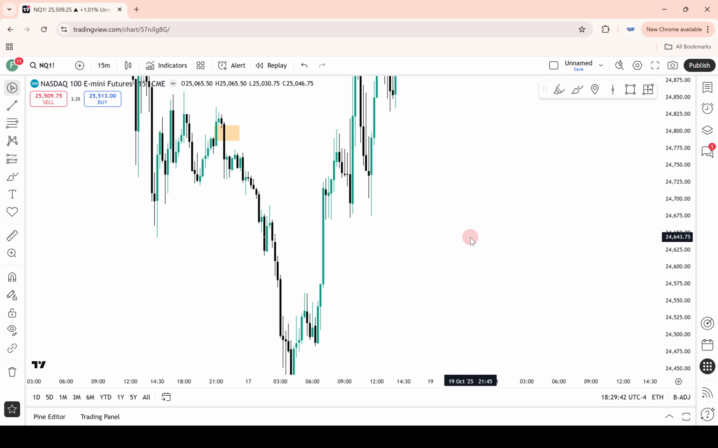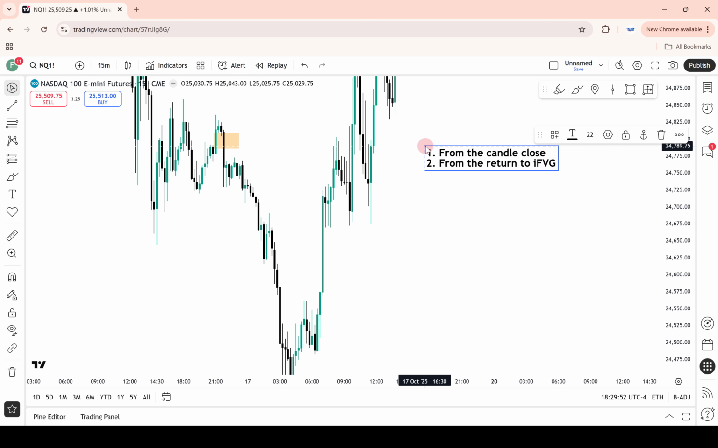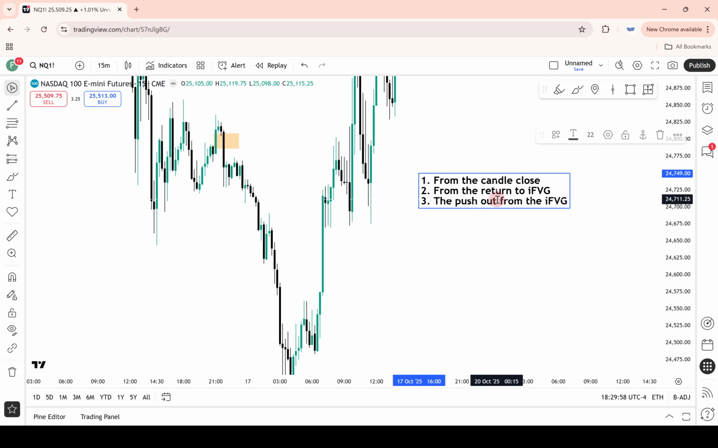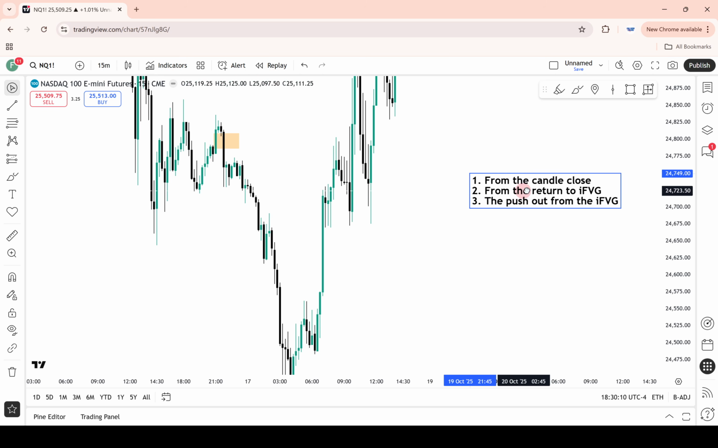That's all they mean. But what I want to point out is this. There's 3 ways to enter of these. From the candle close is number 1. From the return to the inversion fair value gap, or number 3, the push out from the inversion. What I want to point out is that if you do number 2 or number 3, you won't necessarily always get an entry. If you do number 1, you're almost always going to get the entry. But number 1, you may have to endure some drawdown, and we'll talk about that.